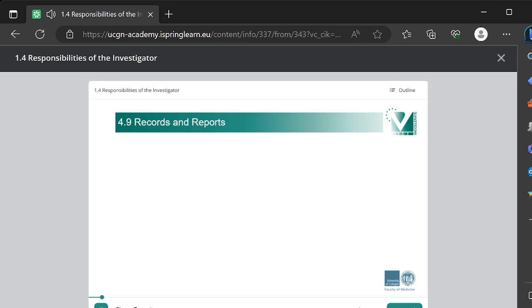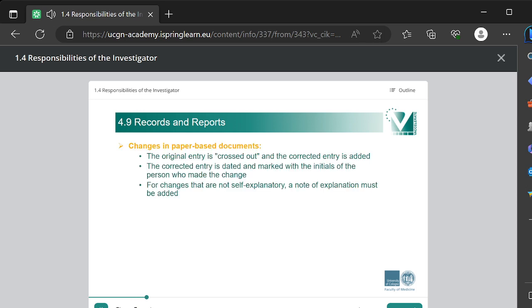There are two kinds of documents which require different procedures when applying changes. In case these changes have to be done in paper-based documents, the original entry has to be crossed out and the corrected entry is added. The corrected entry is dated and marked with the initials of the person who applied the change. Changes that are not self-explanatory need to be extended by a note of explanation.